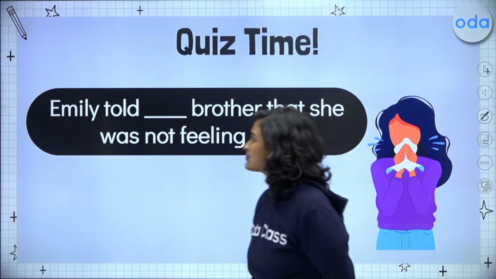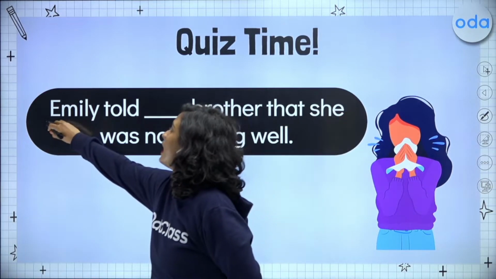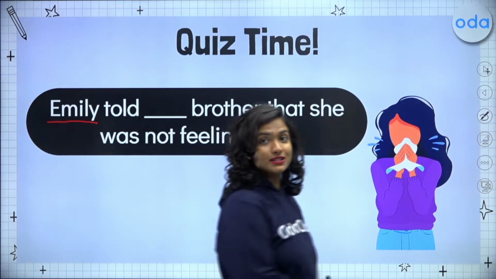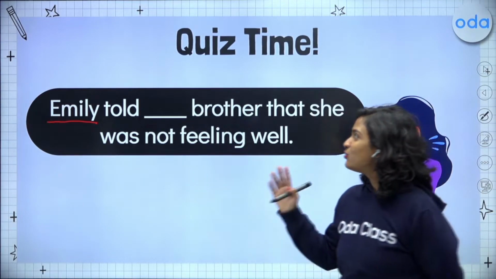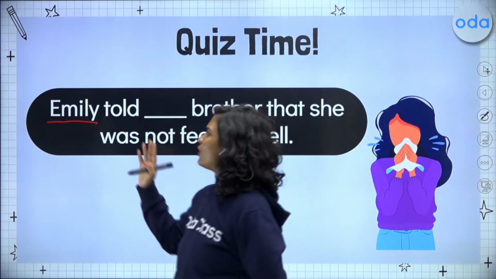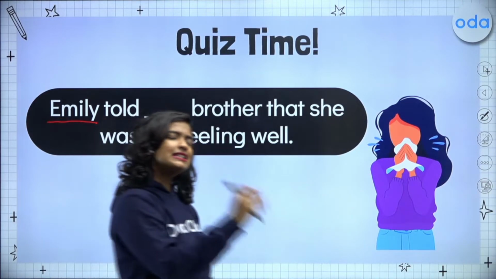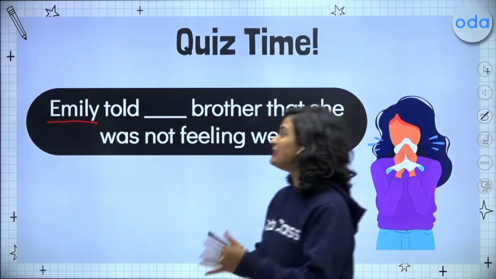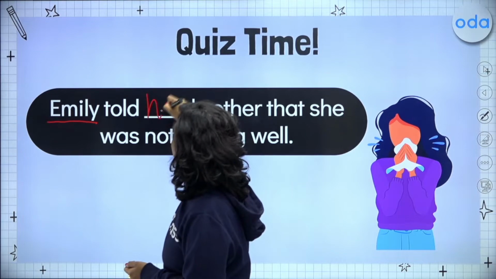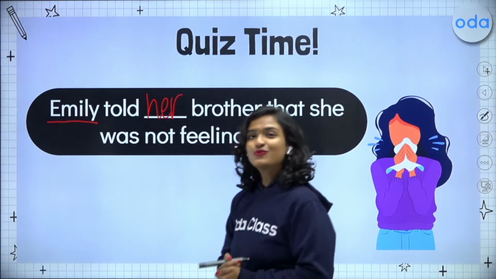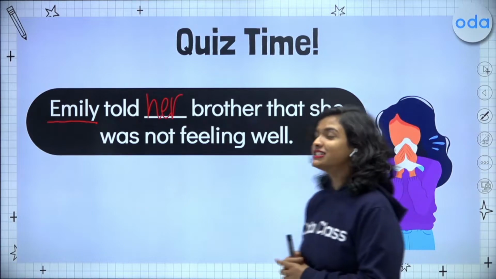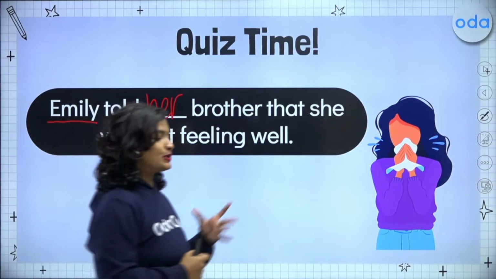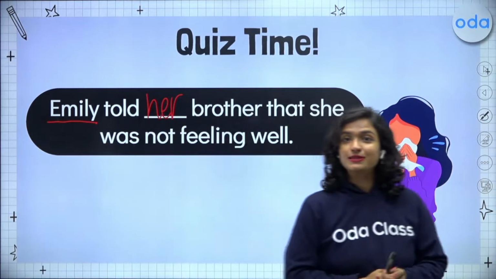Think about it, kids. We are referring to Emily, right? We are talking about Emily's brother. So, students, tell me which possessive do we use for the third person feminine singular? Do you remember, kids? I hope that you have made a note of this and I hope that you were able to answer this correctly. Emily told her brother that she was not feeling well. Third person singular feminine is going to be her.